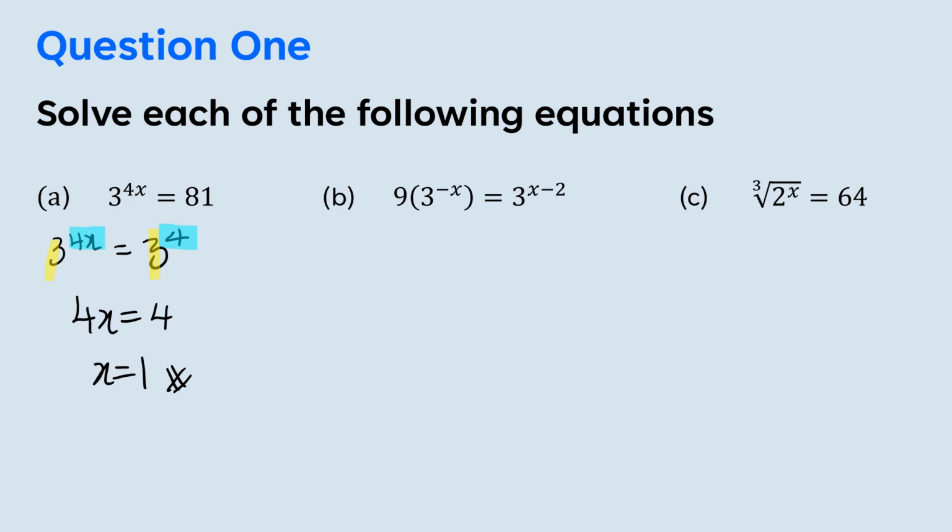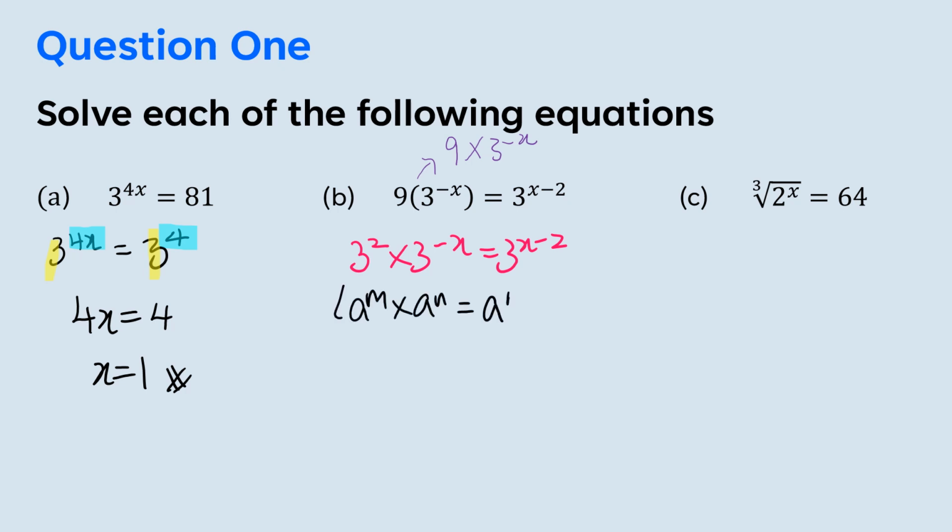So if you look at part B, what the bracket here means is that it represents the operation of multiplication. So what we are saying is 9 times 3 to the power of negative x. And 9, you can write as 3 to the power of 2. So 3 to the power of 2 times 3 to the power of negative x will give you 3 to the power of 2 minus x on the right hand side.